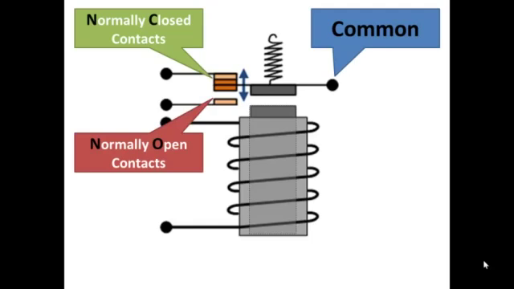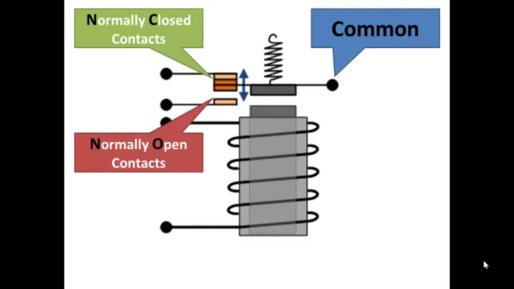The lever with the moving contacts, that terminal would be called the common because it's common to both normally open and normally closed. The stationary contacts are called normally closed contacts and normally open contacts. The normal state for the relay is de-energized. When the coil is de-energized, the moving contacts are under the influence of the spring and held tightly against the normally closed contacts.